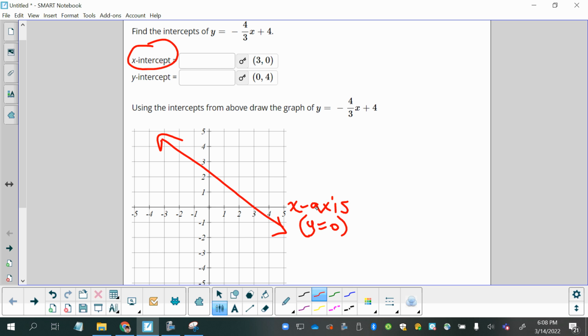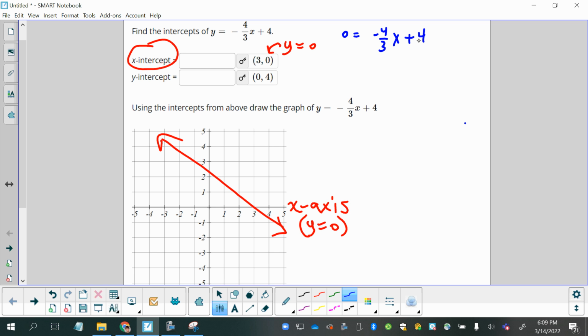So knowing that y is 0 everywhere on the x-axis, we know that the x-intercept has to have the coordinate of 0 for y. And to find the x-coordinate that would correspond with that, we just have to replace y with 0 in the given equation and then solve for x. So let's do that. Let's put 0 for the y, and then we'll solve for x by performing inverse operations.